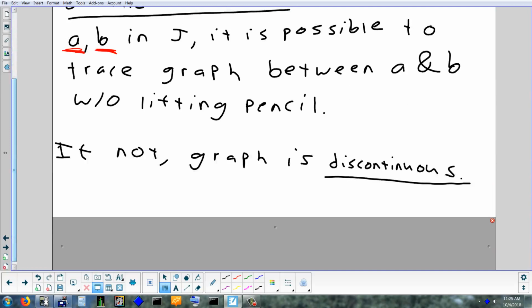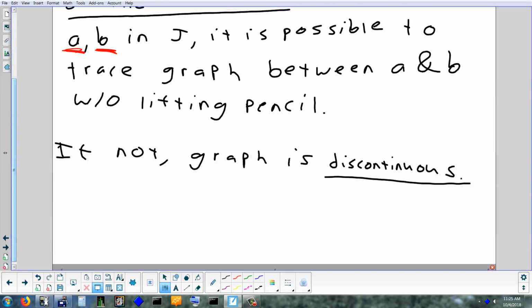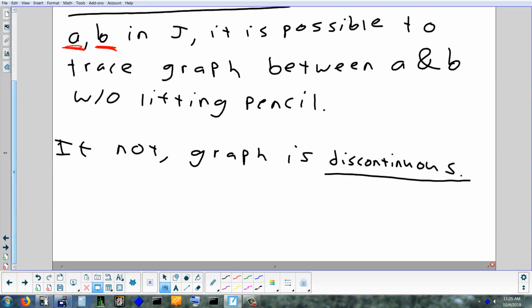If you try to trace from a starting point to a stopping point, and you have to lift your pencil off the paper to do it, that means it's discontinuous. Any question on that idea?